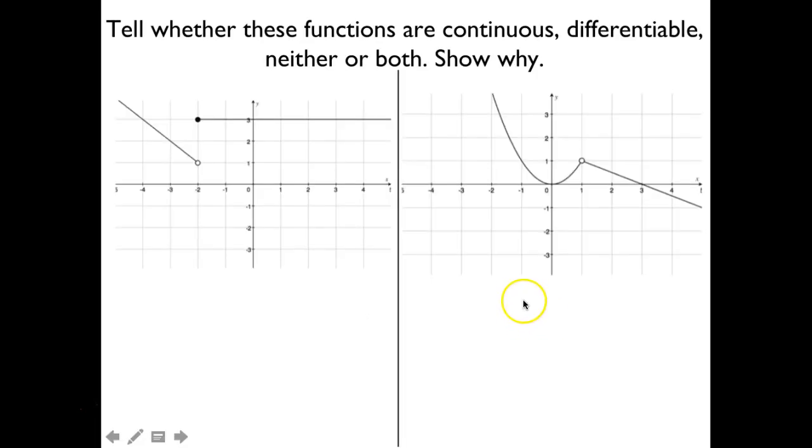Okay, let's do some of these on a graph. First one, is this continuous? That's the first thing you're going to ask yourself. You would say that this is not continuous. You have to take your pencil off the paper, right? And you're going to have to tell me why it's not continuous. Well, in this case, the limit as x approaches -2 of our function does not exist. Therefore, it is not continuous.